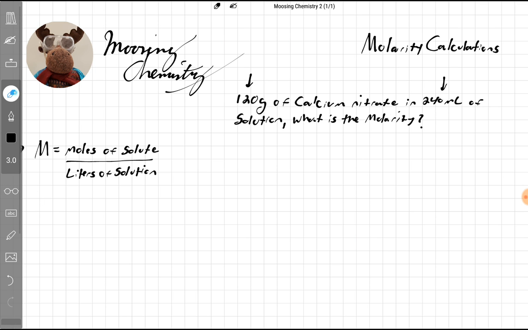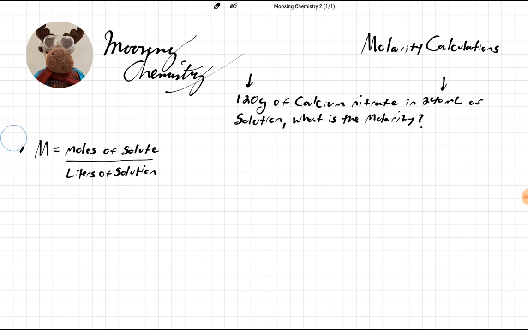Whoops, that eraser didn't work that time. There we go. See if we can't take it around here a bit. I just like to keep things a little bit clean for you guys.